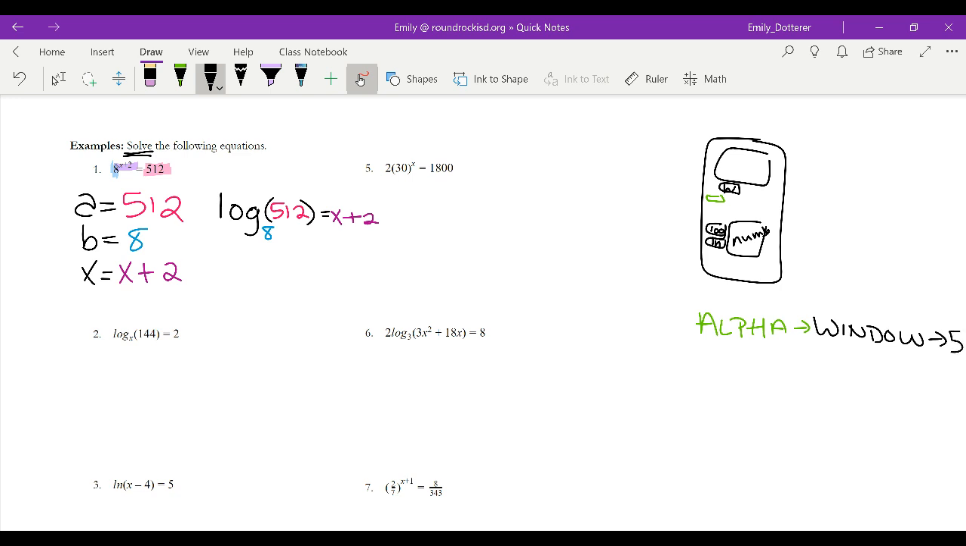And 5. And what that's going to do is get us log. It'll look like a little square with dashed sides. And we use the right arrows to move through that. So we'll put the 8 down where the base goes, arrow over to the right, and type in 512. And that gets us 3. So 3 equals x plus 2, subtract 2 from both sides, you get x equals 1.